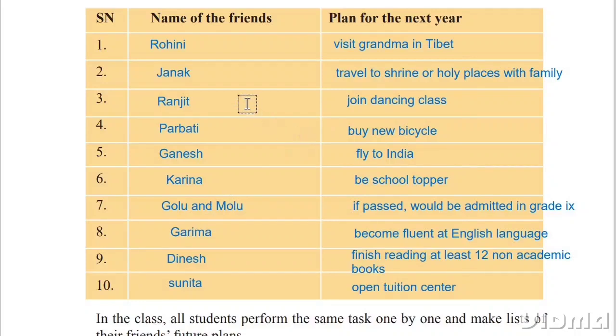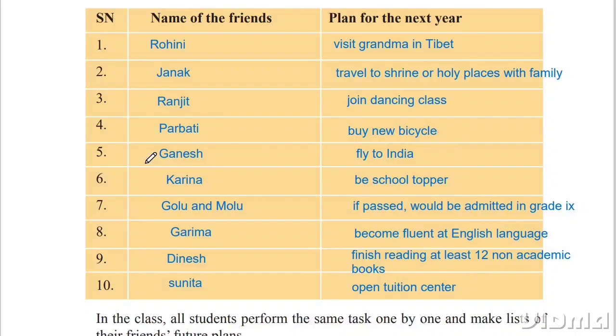I have written down the answers for you here. Instead of these names, you can write down your friend's name or your classmate's name. Okay, first of all, Rohini. For the next year, she has planned that she would be visiting her grandma in Tibet. This is one possible answer. You can write your own answer, however. Okay, Janak will be traveling to shrines or holy places with his family as a pilgrim. And then Ranjit is joining dance class by next year.